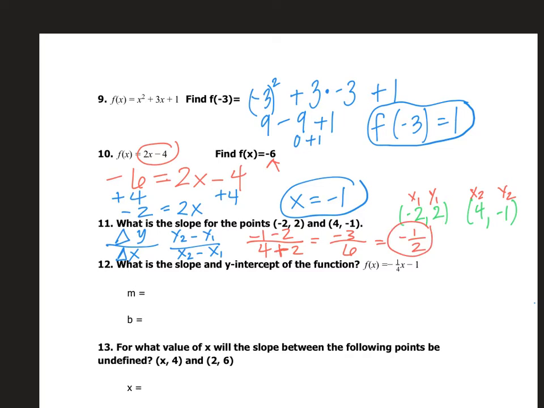This is a negative slope. So what you would do if you needed to graph this is you would go down 1 over to the right 2.